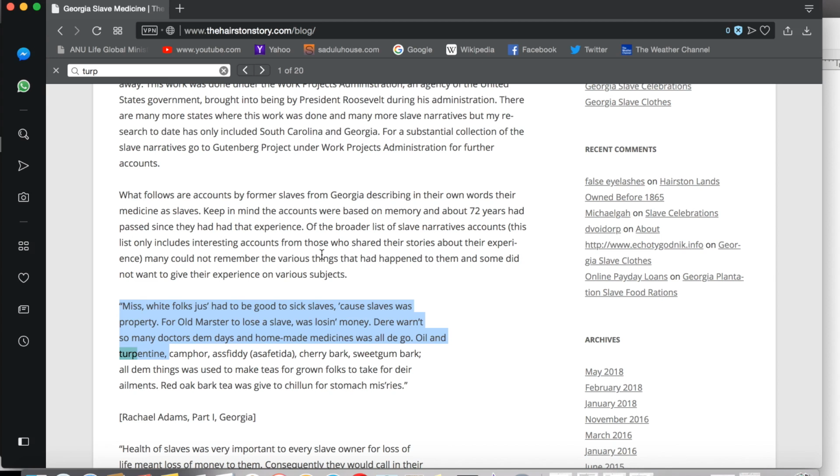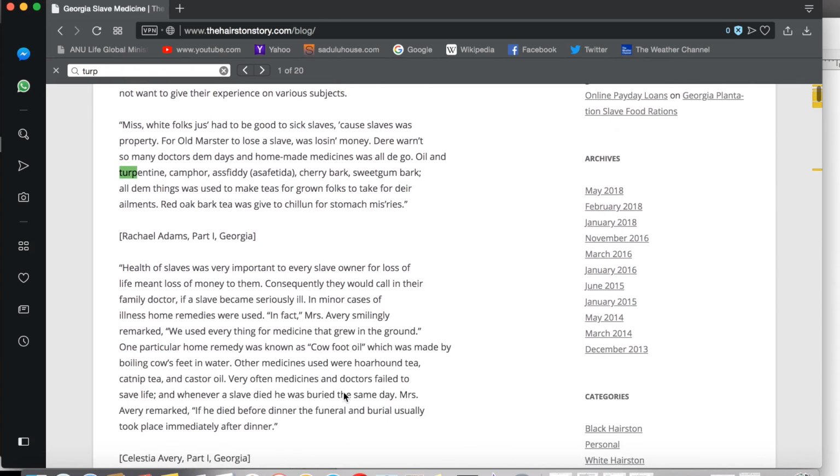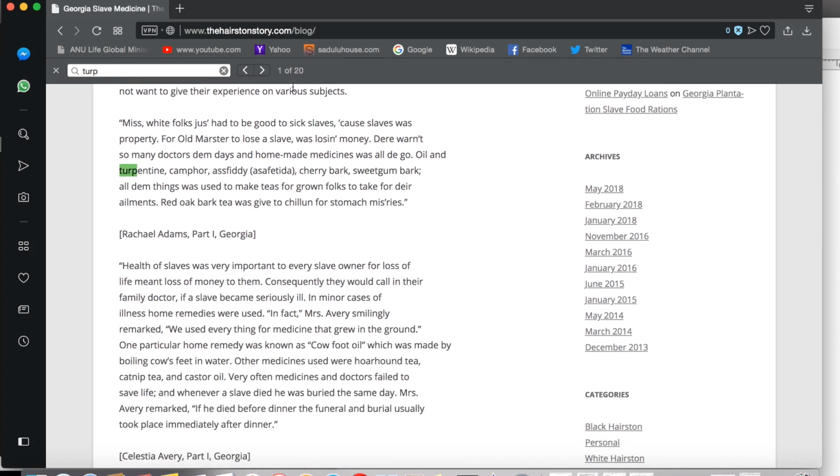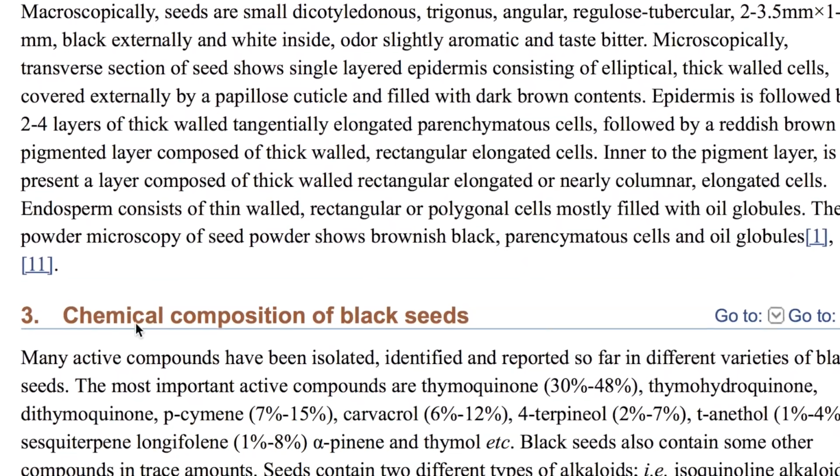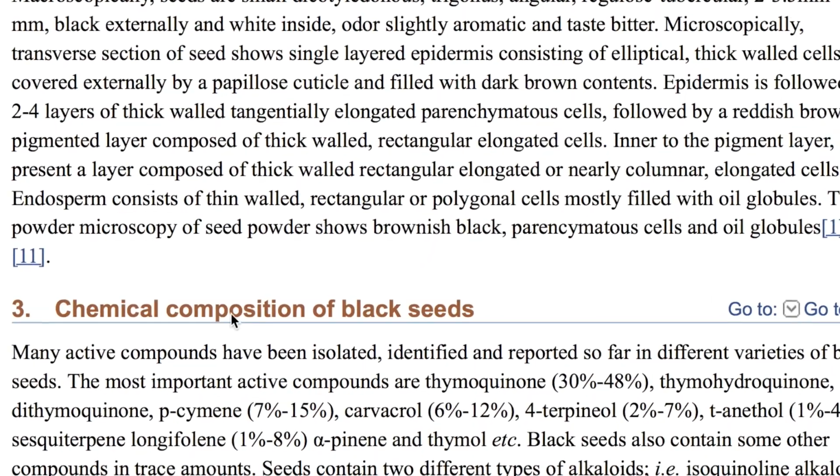For old master to lose a slave was losing money. There wasn't so many doctors them days, and homemade medicines were all the go. Oil and turpentine, camphor, asafoetida, cherry bark, sweet gum, etc." So again, they just give accounts of the turpentine being used by the slaves of the North American slave era. So it seems our ancestors knew more than we were told.